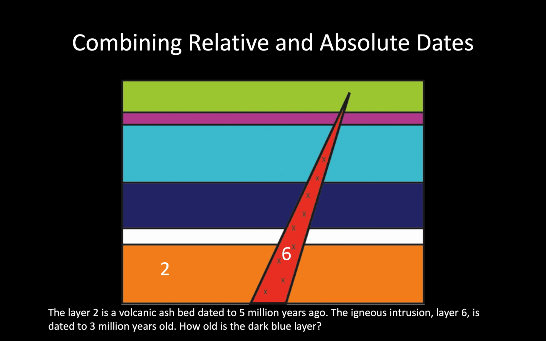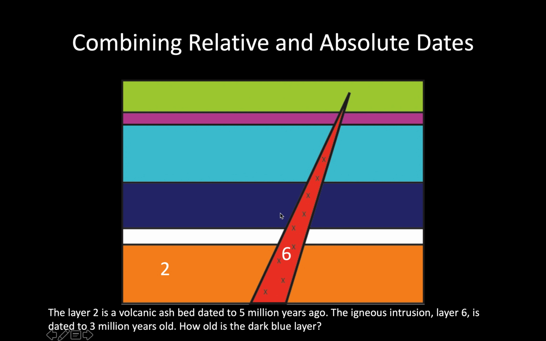If we've got radiometric dating and relative dating, now we can start making really good inferences about how old things are. So, question for you. I have a layer, number 2, here on the bottom. This is 5 million years old. This layer is 3 million years old. How old is this blue layer? If this is 5 and this is 3, how old is this?